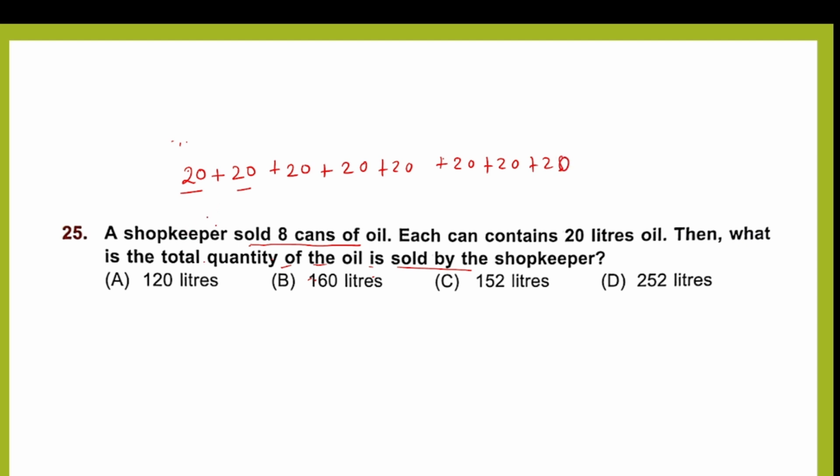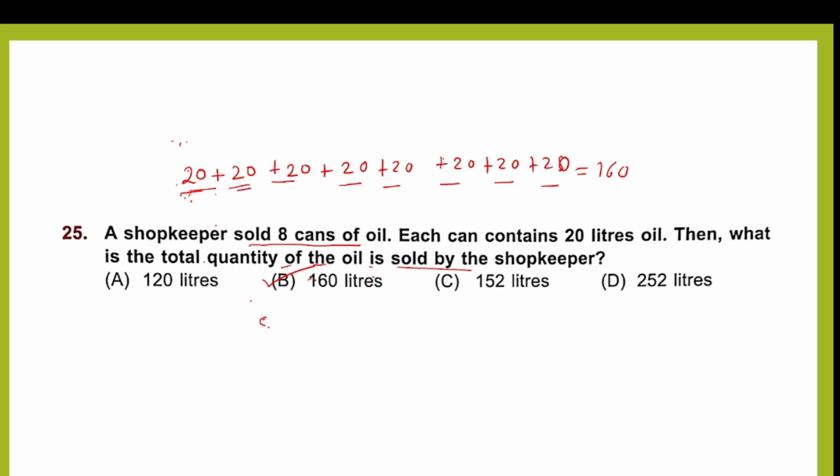In this way the shopkeeper sold these 8 cans of oil. Each contains 20 liters of oil. So we have to find the total quantity of oil sold by the shopkeeper. So we have to add 20 eight times. This is 20 plus 20 is 40, 60, 80, 100, 120, 140, 160. That is 160. So the answer is option B, that is 160 liters.